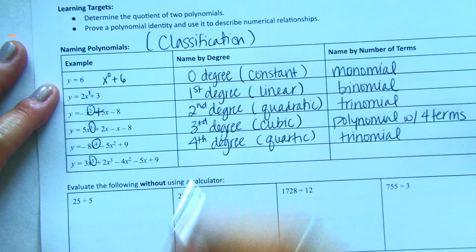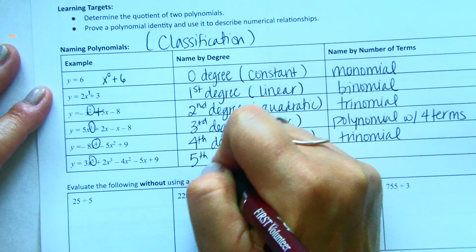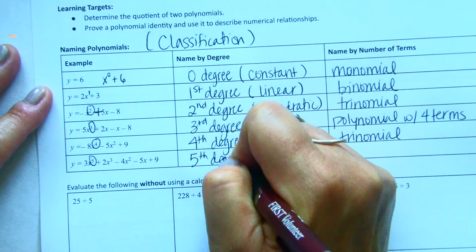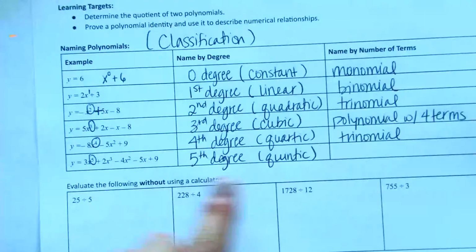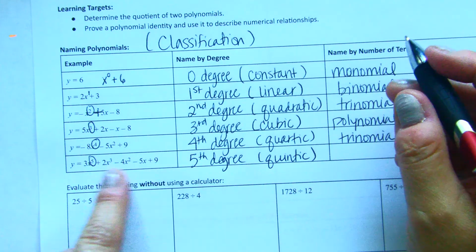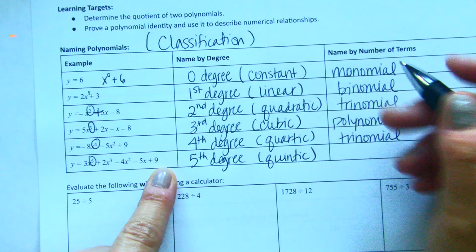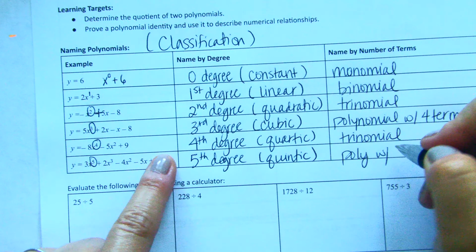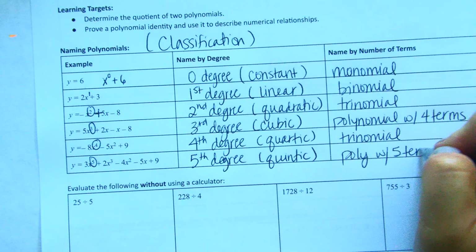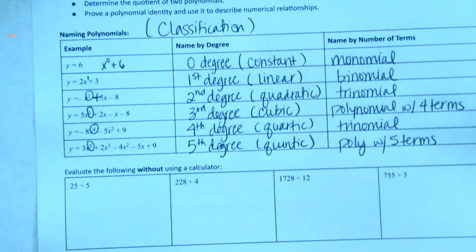In this case, degree 5, so 5th degree. And those are called quintic. And then we don't really go higher than that with the words. You could try to get fancy, but we're not going to. This is a polynomial with 1, 2, 3, 4, 5 terms. And sometimes I write poly just to be on the short side.